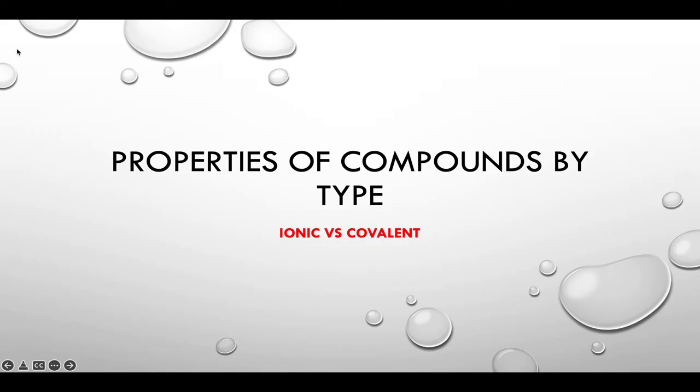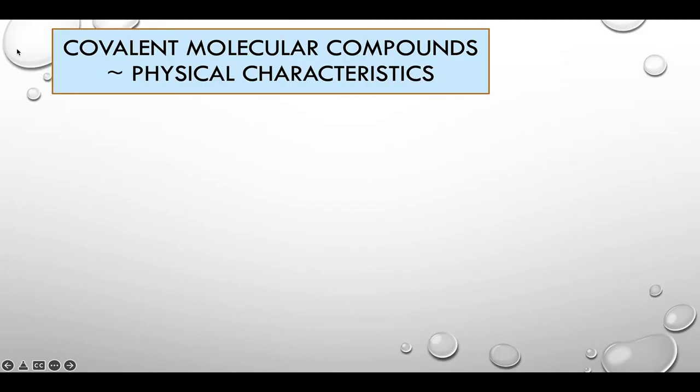In this last section for Unit 6, we're going to look at the properties of these compounds by type, both for the ionic and the covalent compounds. Covalent molecular compounds have physical characteristics that are unique to them, unlike the ionic we looked at earlier. These guys have low melting and boiling points, as opposed to ionic being very high.